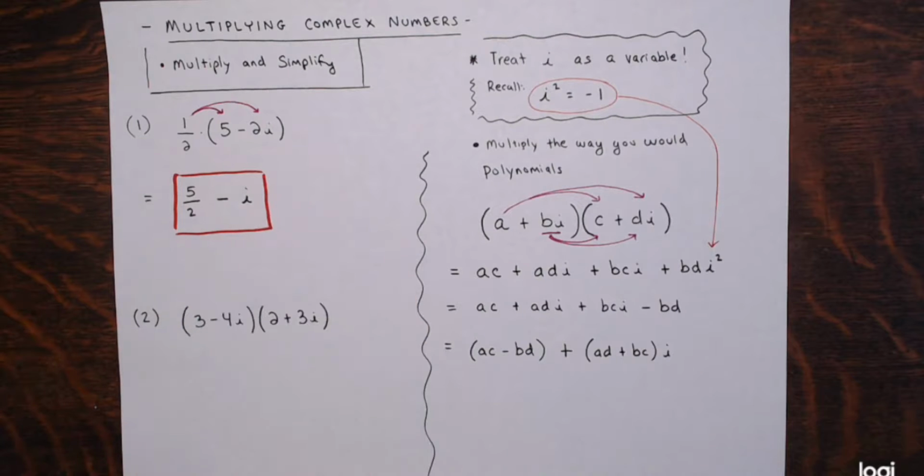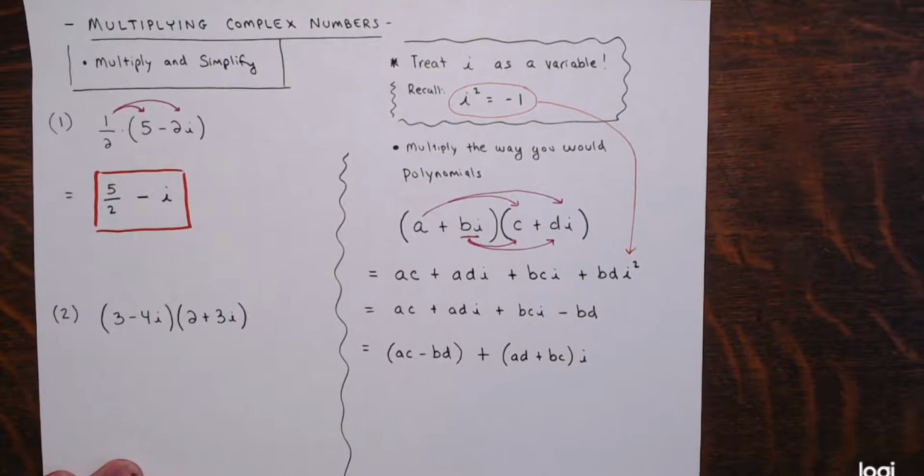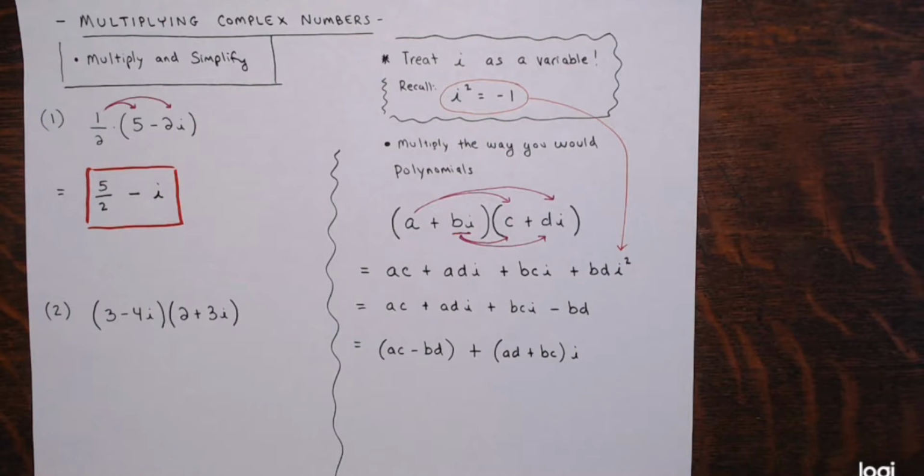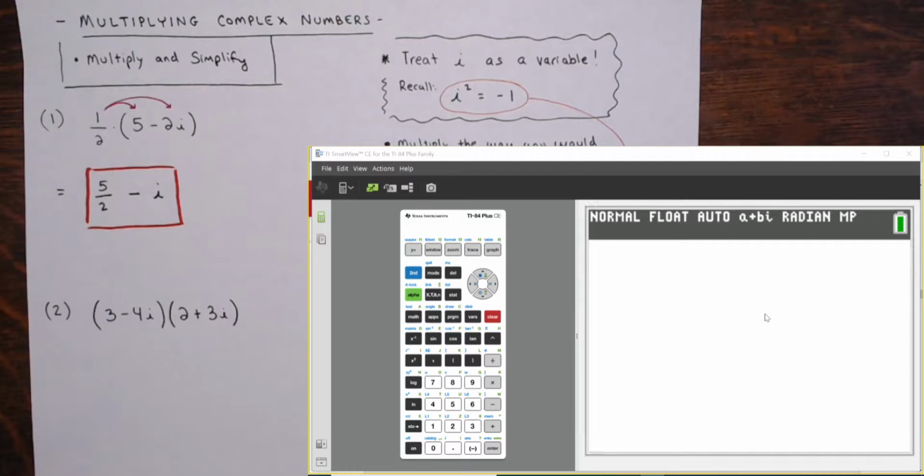Now, if you'd like to check this with technology, you can. There are calculators out there that deal with imaginary numbers, and I've shown this in the previous video on adding and subtracting complex numbers. Here I have an emulator for the TI-84 Plus. The TI-83 and 84 are very similar. If you look at the top, I'm in A plus BI mode, complex mode, so I can deal with imaginary numbers here. If you're in real mode, you're going to have to change it to this A plus BI mode. Just hit the mode button and find it.